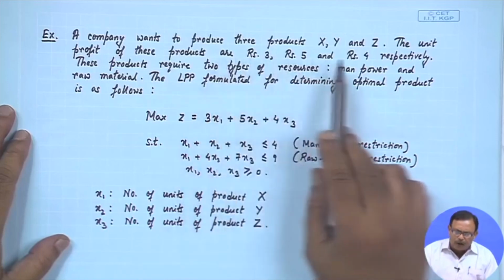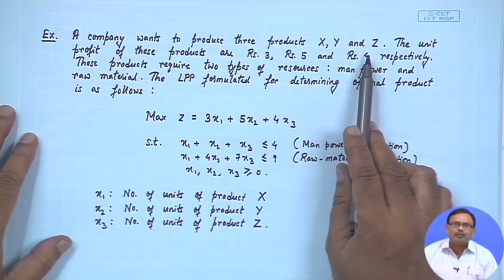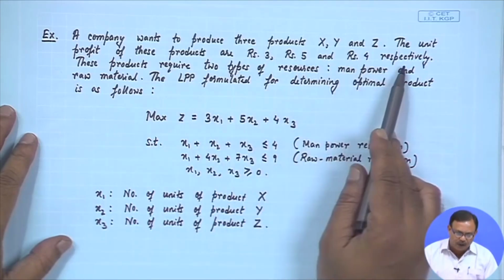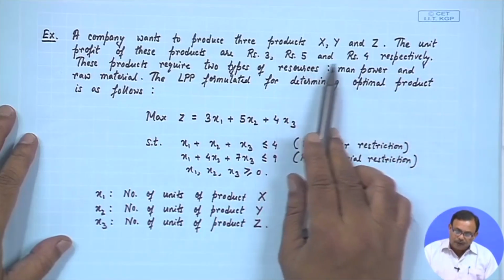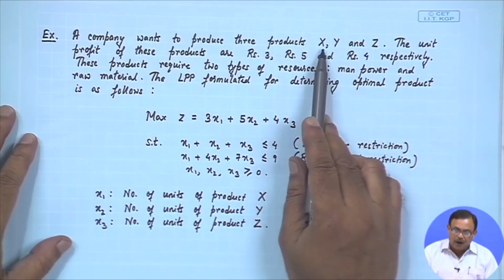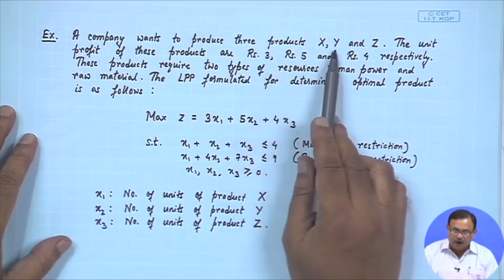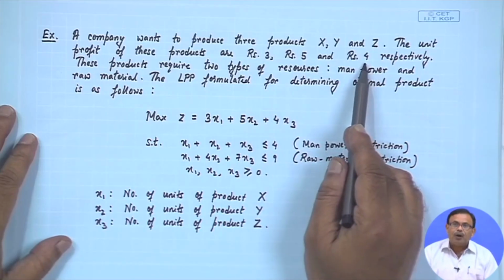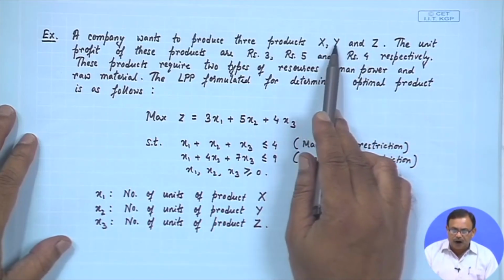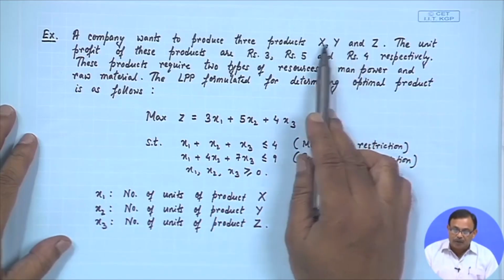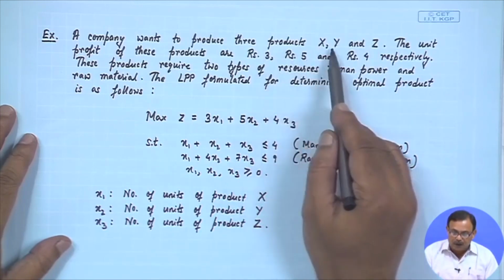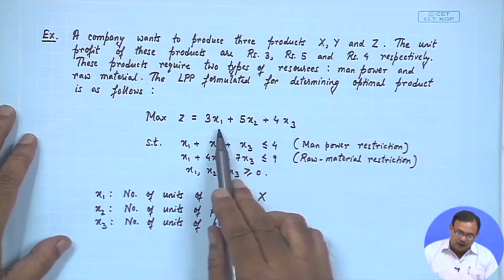A company wants to produce 3 products X, Y and Z. The unit profits of these products are rupees 3, rupees 5 and rupees 4 respectively. So, the unit profit of each of the products: for product X it is rupees 3, for product Y it is rupees 5 and for product Z it is rupees 4. So, basically I am producing 3 products and the quantities of the products are X, Y and Z respectively. So, my objective is to maximize which one? 3x plus 5y plus 4z, or x1, x2, x3.